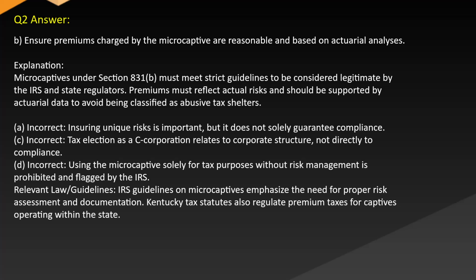A. Incorrect. Ensuring unique risks is important, but it does not solely guarantee compliance. C. Incorrect. Tax election as a C corporation relates to corporate structure, not directly to compliance. D. Incorrect. Using the micro-captive solely for tax purposes without risk management is prohibited and flagged by the IRS. Relevant law guidelines. IRS guidelines on micro-captives emphasize the need for proper risk assessment and documentation. Kentucky tax statutes also regulate premium taxes for captives operating within the state.